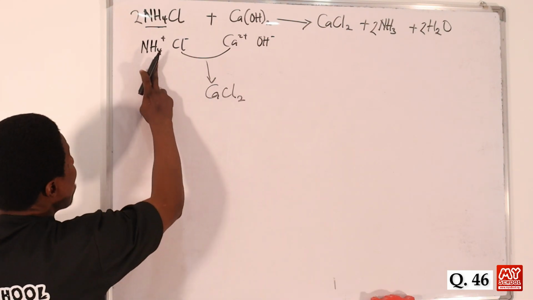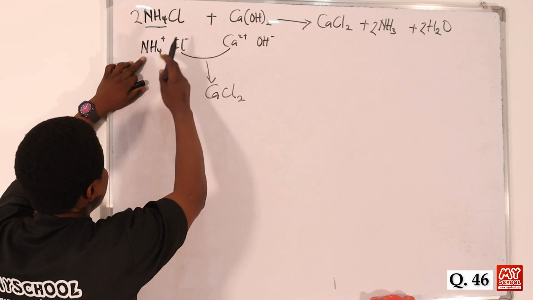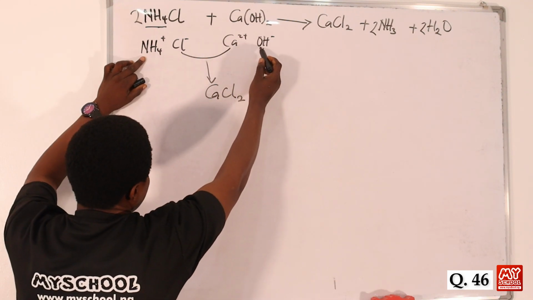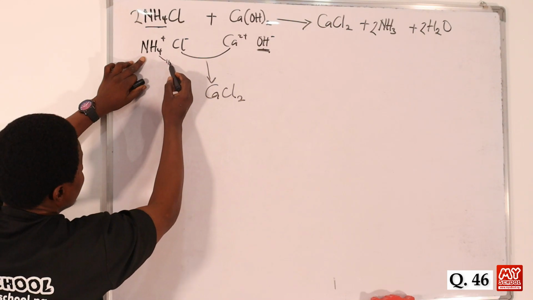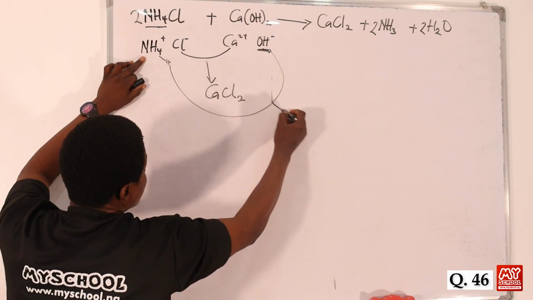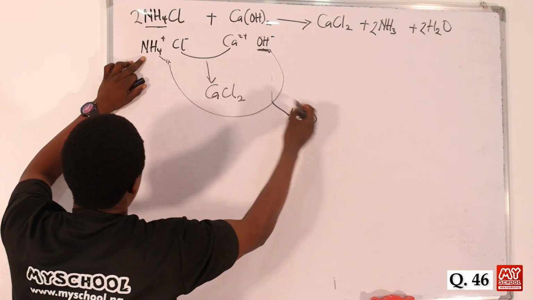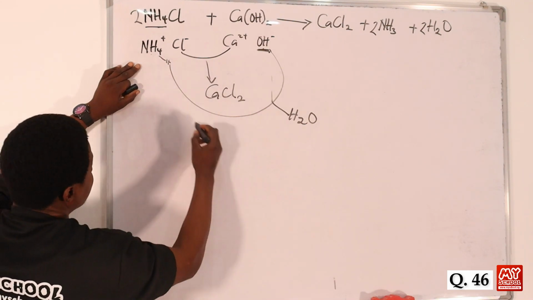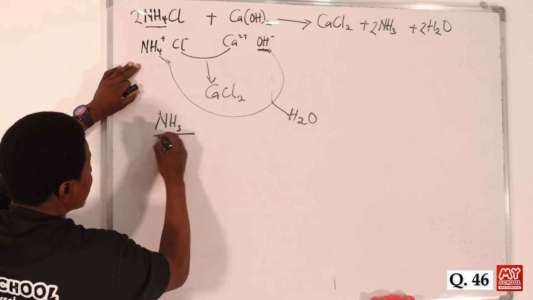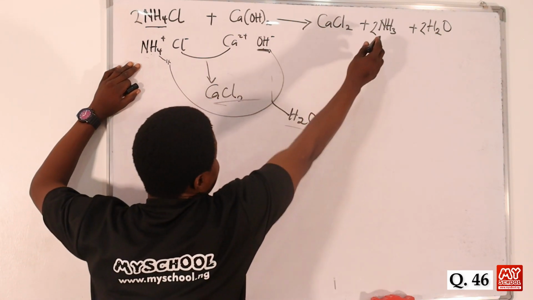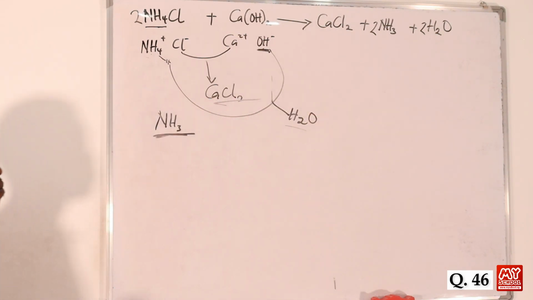Then because we have NH4 here, this is OH left here, so this OH is left here. One hydrogen can come up from here to react with this OH to form our water. And then we have NH3 left here, which is our ammonia gas. So you can see the three of them form at that point.